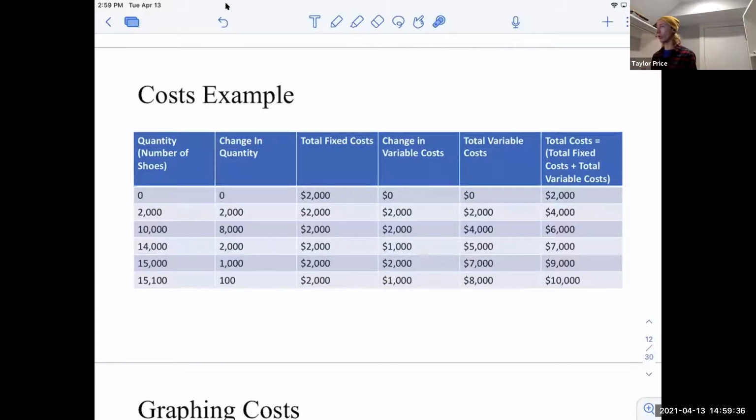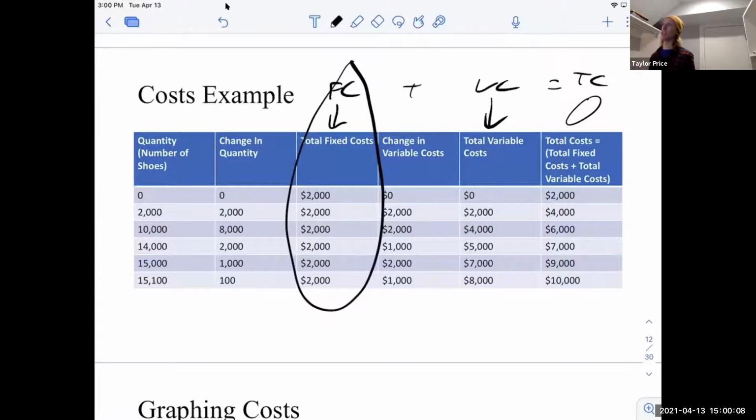Then for total costs, we take this column and this column and add them together to get this column. So FC plus VC gives us total cost. That's all you have to do for fixed cost, variable cost, and total cost. It's not particularly complicated, but it's important that you understand. The biggest thing is that fixed costs don't change regardless of the output. That's definitely important to remember.